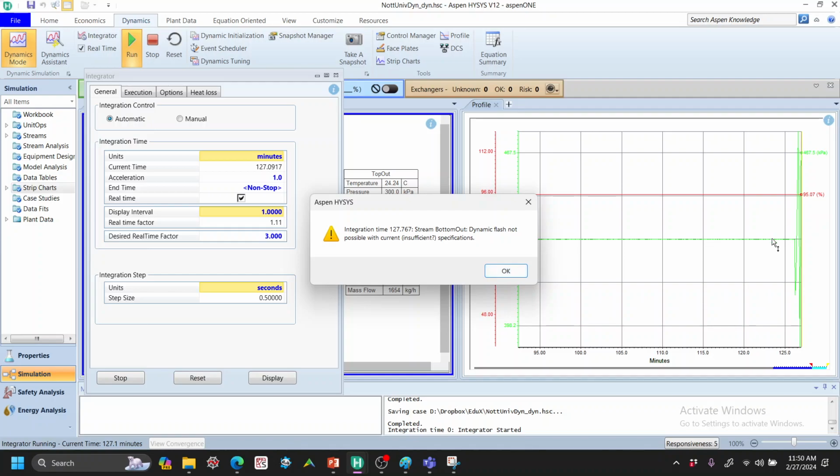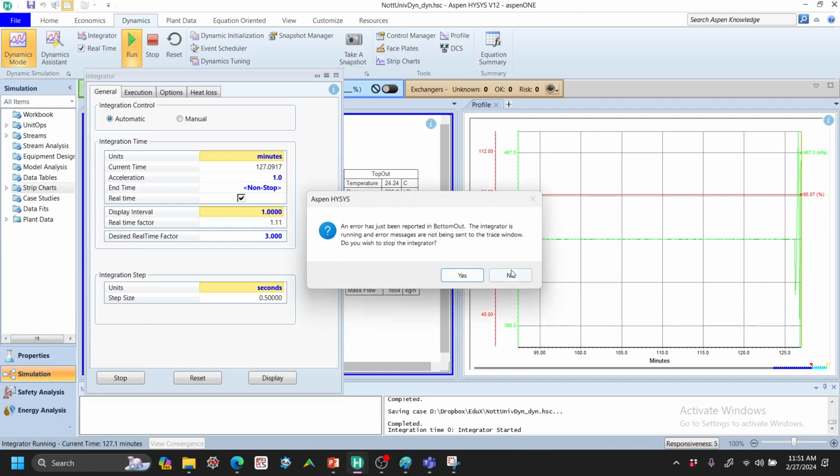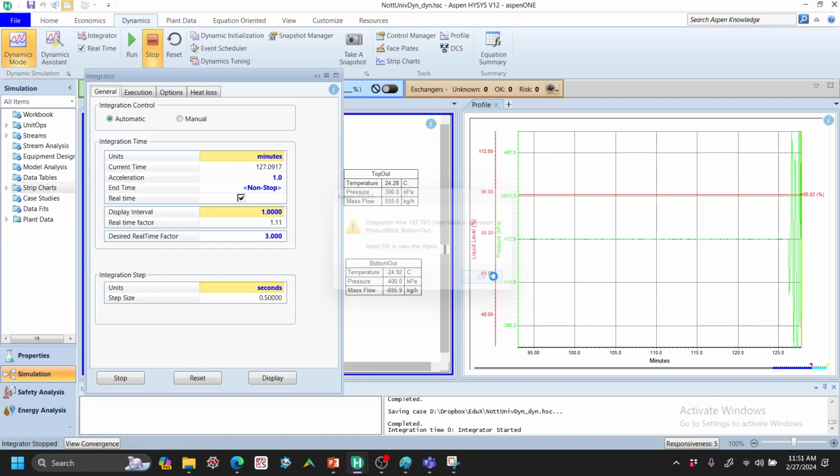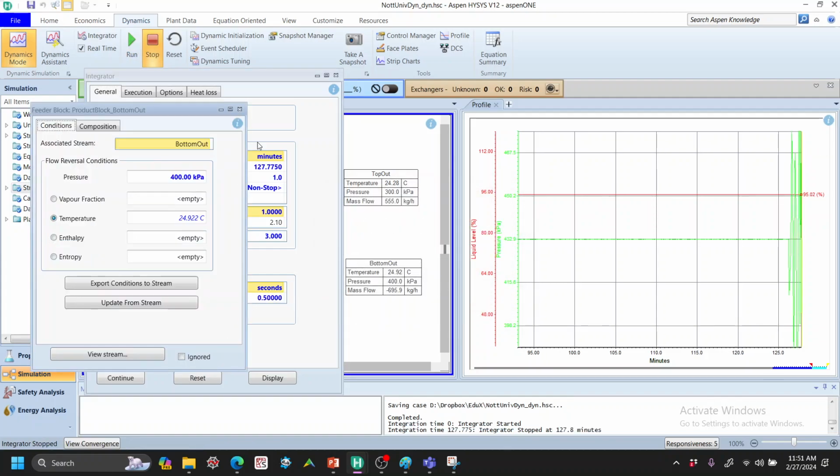Yeah, we save it. Good practice that we save this, and then try to make some adjustment. If such adjustments, like in this case, create all of this unexplainable error, that is because of the numerical issue, not any fundamental chemical engineering issue. Do you wish to stop integrator? No, no. Failed. Yeah. See, so it's failed.